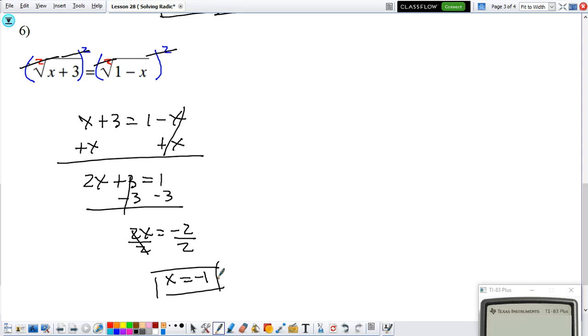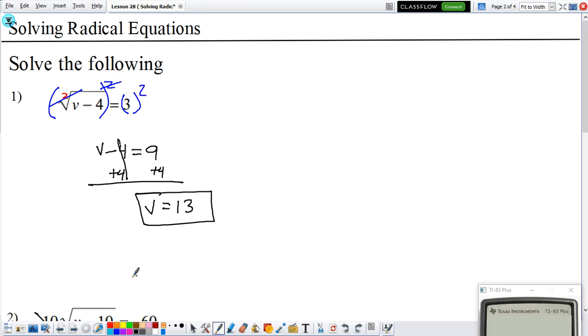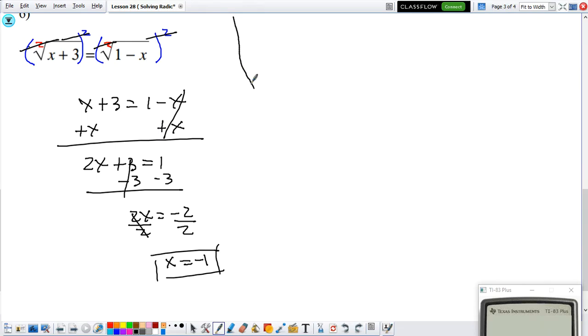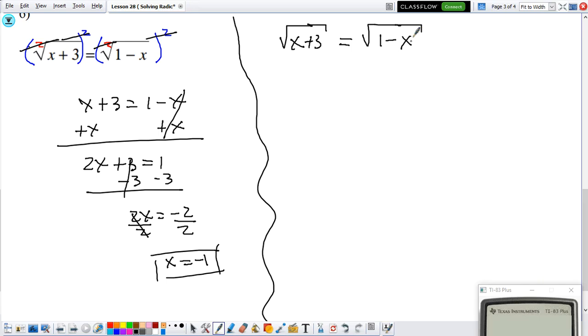So that's how you solve square roots. Now, one thing that I forgot to mention is that in every single problem here, we need to make sure that our answers are actually correct. So let me rewrite the original problem here: the square root of x plus 3 equals the square root of 1 minus x. Let's just see if my answer makes sense. You should do this in every single problem, but I'm just going to do it on the last one. So let's just plug in negative 1 to here. Let's see what happens.